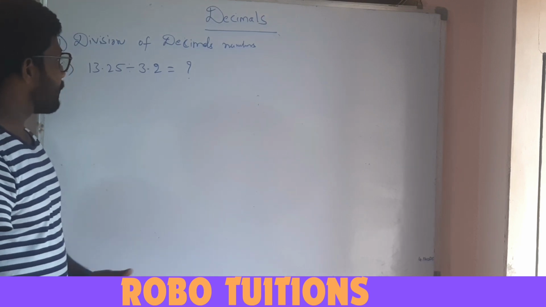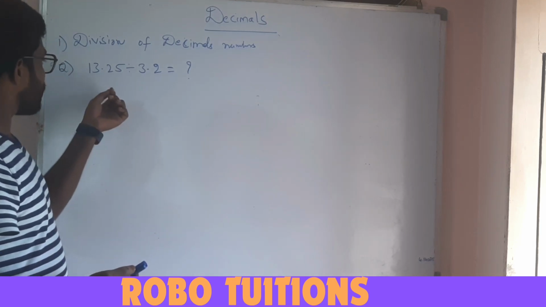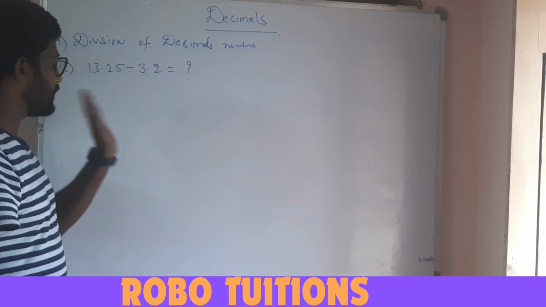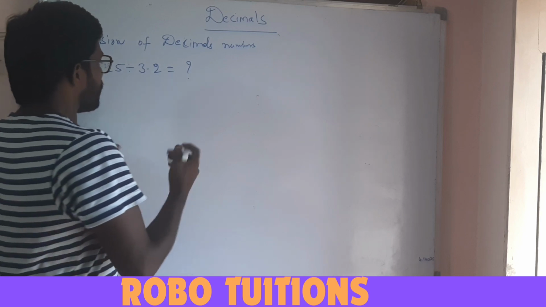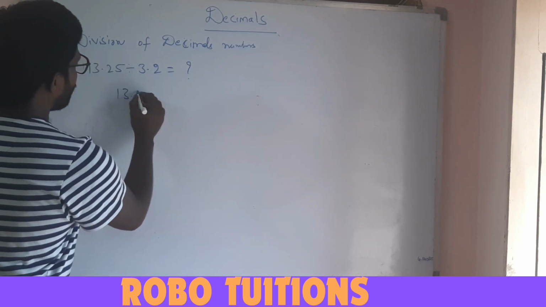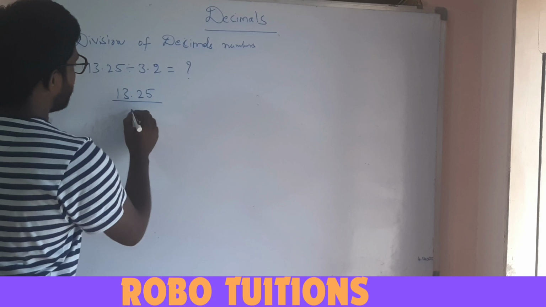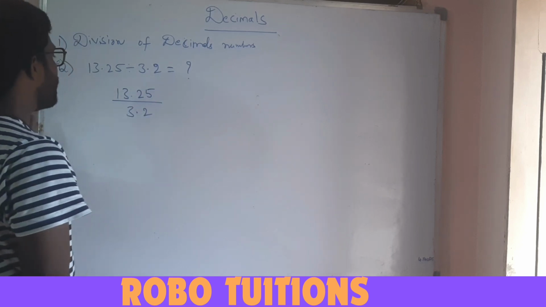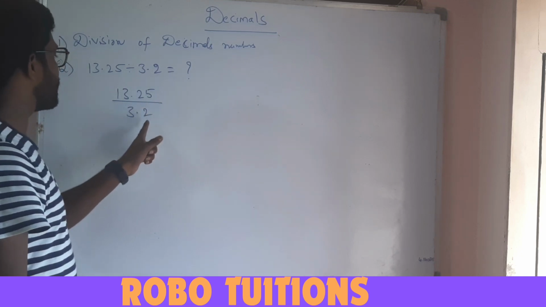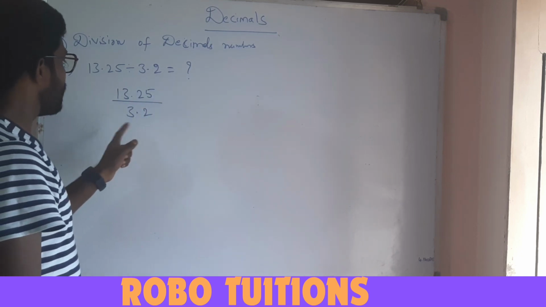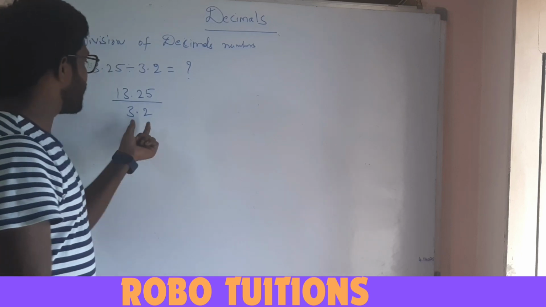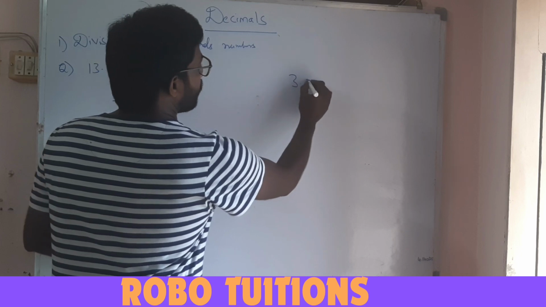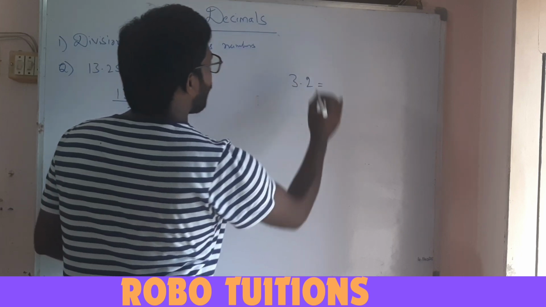So what is the procedure when both are decimal numbers? You have to divide these two decimal numbers. 13.25 divided by 3.2. So this is the numerator and this is the denominator. Here you take the denominator first. So what is the denominator here? 3.2.